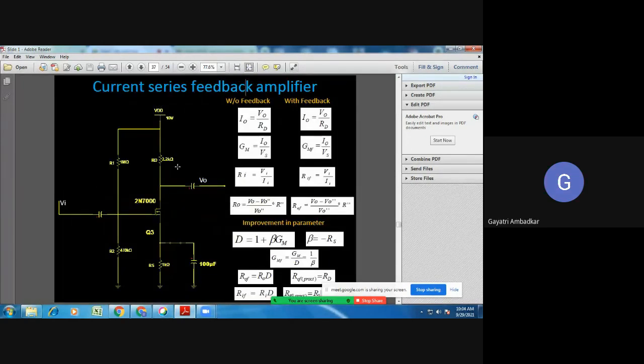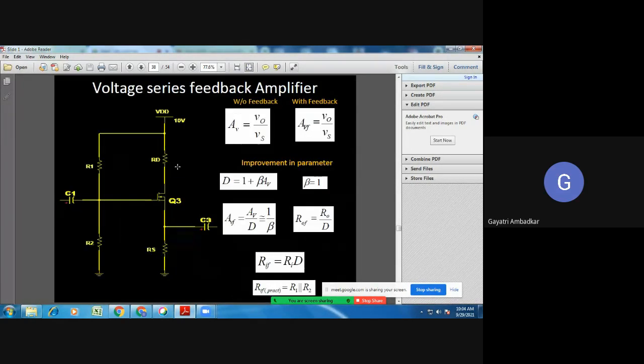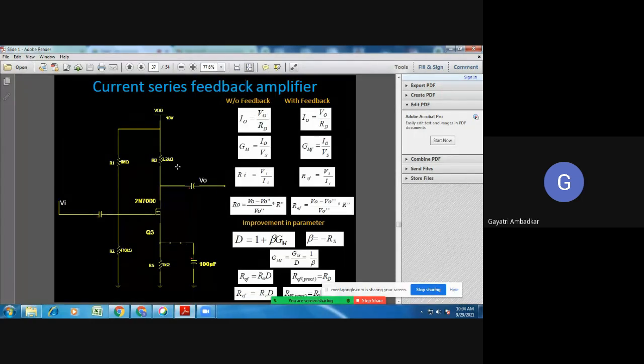This was current series feedback. What was the output in this current series feedback? We say we sample current. So what current have we sampled? See, this was the output current. The current was flowing through RS, therefore the voltage is dropped. So we have taken the output current that has developed some voltage, and that voltage is mixed. So it is current series feedback.